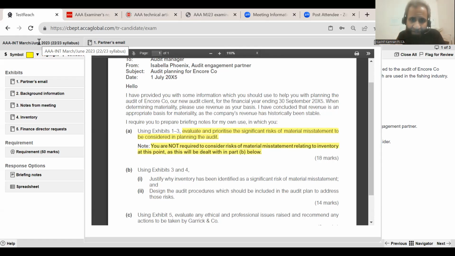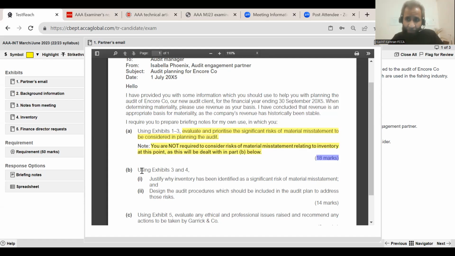So for the 18 marks requirement, you know what to do with 18 marks. From 18 marks, you will take away 3 marks for materiality. So you will be left with 15. For 15, you need to write 5 risks of material misstatement, each worth 3 marks. Then you come to the B requirement.